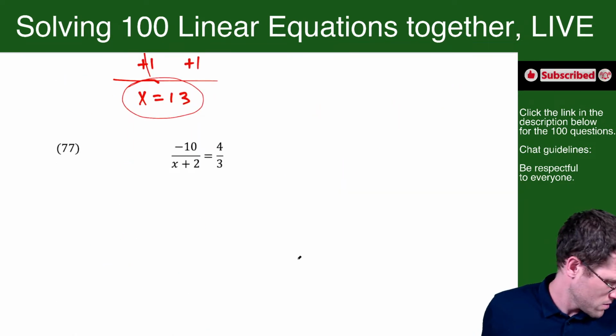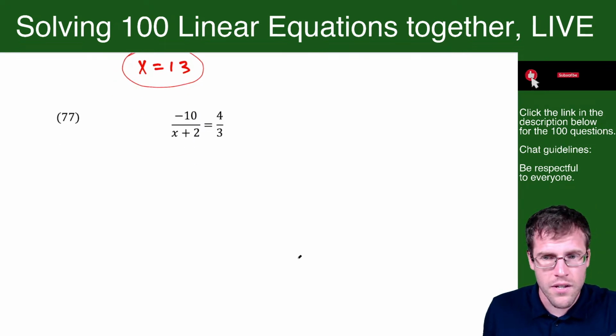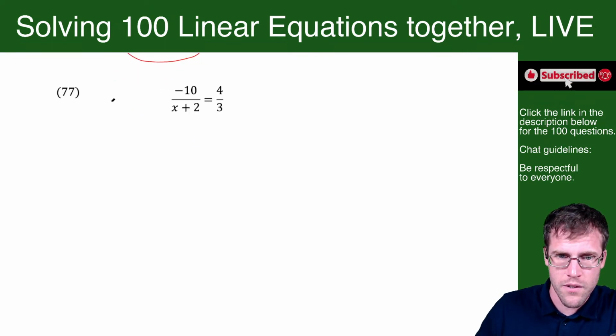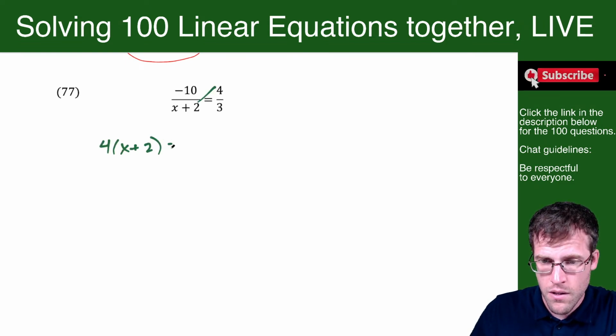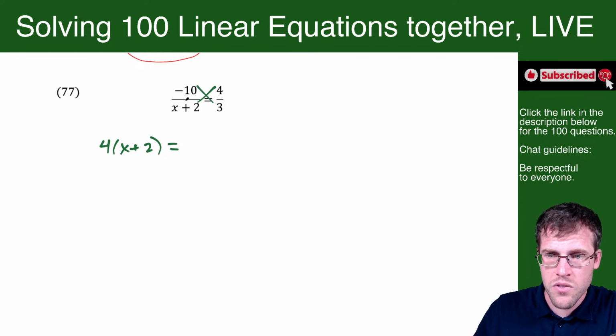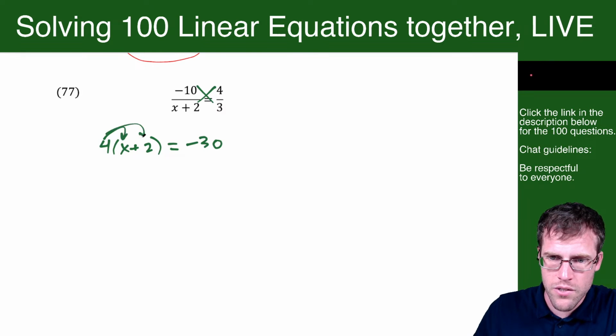77. So 77, let's see. Another proportion. So more cross multiplying. So I'm going to do 4 times x plus 2 first, equals negative 10 times 3 is negative 30. And this won't divide nice. So this one I'll go ahead and distribute.